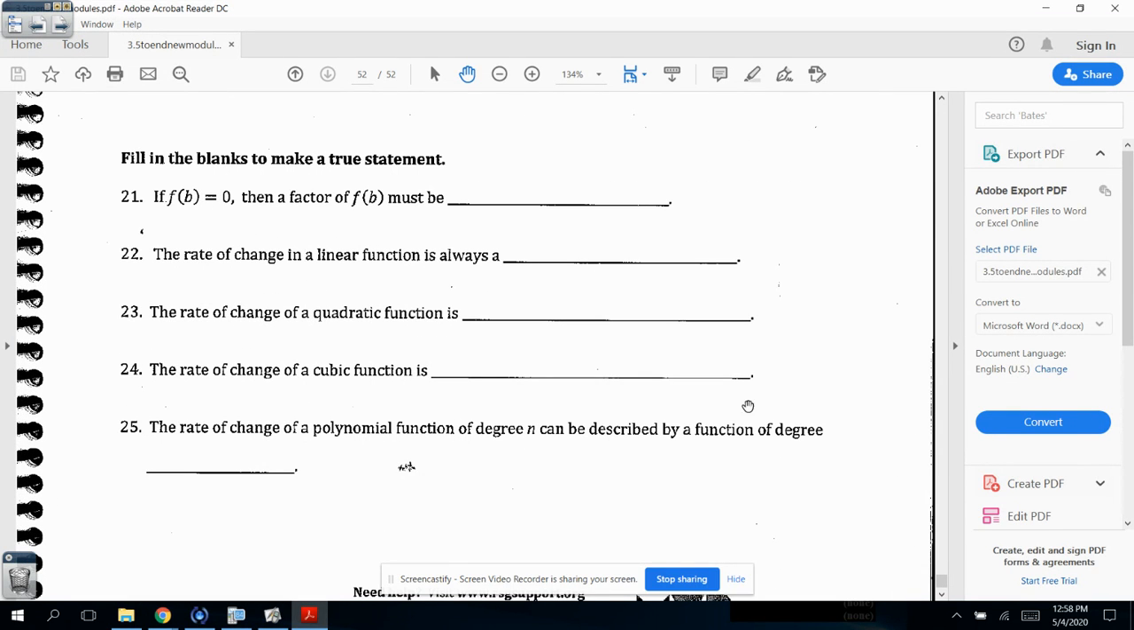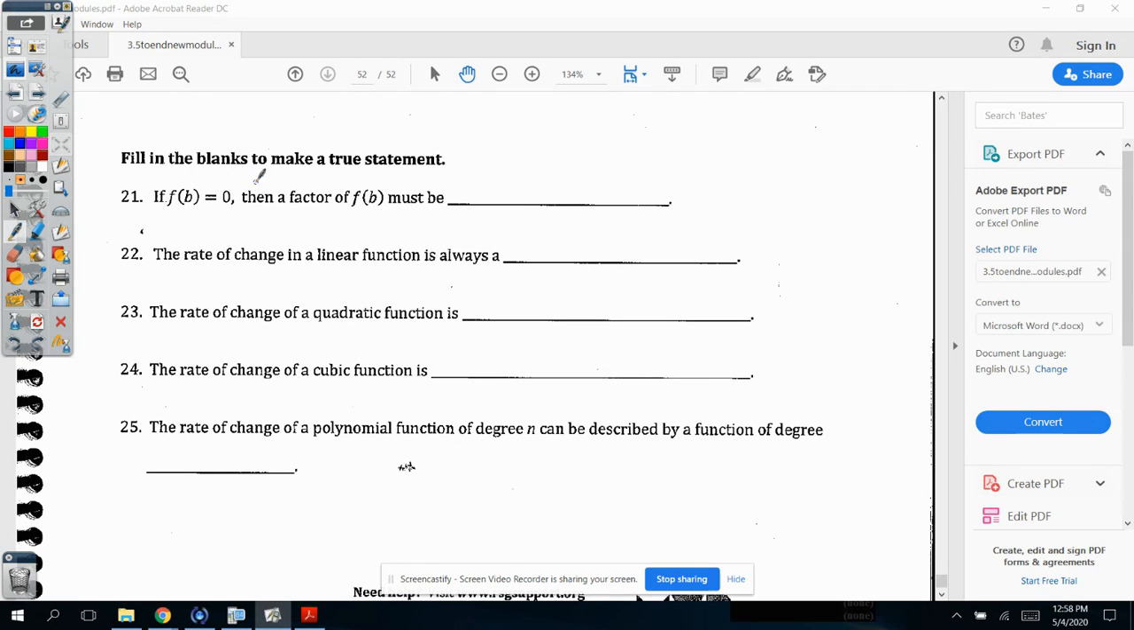Here's what they're asking you. If f of b is 0, that means that the point (b, 0) is on your graph, then what does the factor have to be? Remember, you find the x-intercepts, and then the factors come from changing the sign. So then x minus b would have to be a factor.